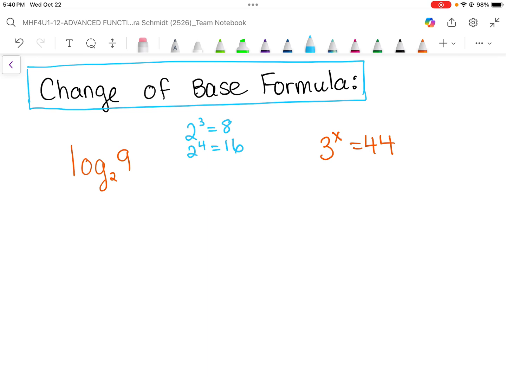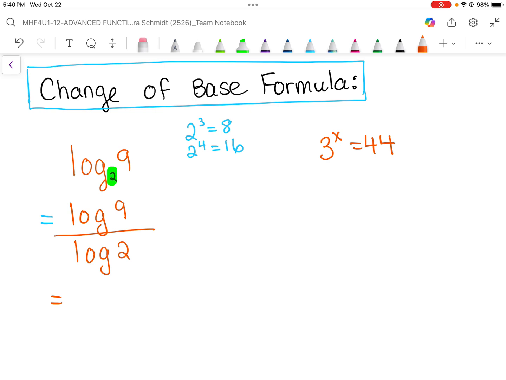So sometimes we have to use this thing called a change of base formula. And a change of base formula works like this. We can change this so that instead of a base of 2, it has a base 10. So I can change this to say log 9 divided by log 2. And that just automatically puts a base 10 in our log, which is what the calculators are using.